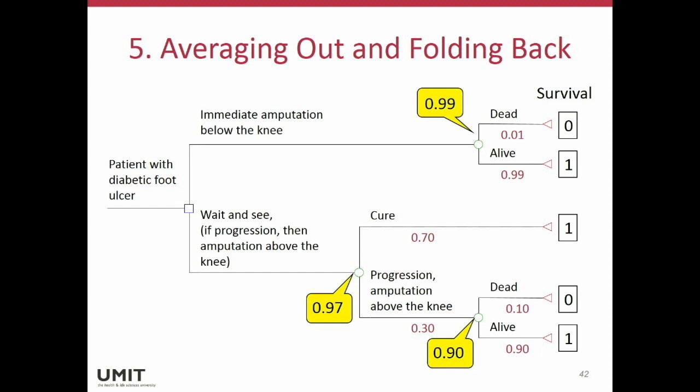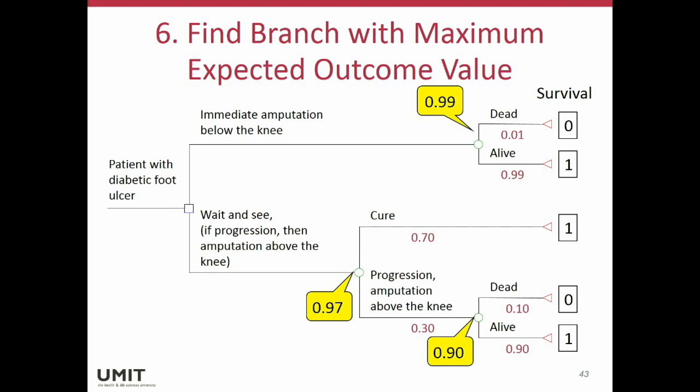So the last thing, now we have to find the branch with the maximum expected outcome. And sometimes that's not easy. Here it's easy. So what is the best one? Is it better to have a 99% chance of survival or 97? So it's the upper one. So we delete, we prune, we cut off the second arm and say not good. So we stick with the first. That's making the choice. Unfortunately, some of the computer programs do that for us too.